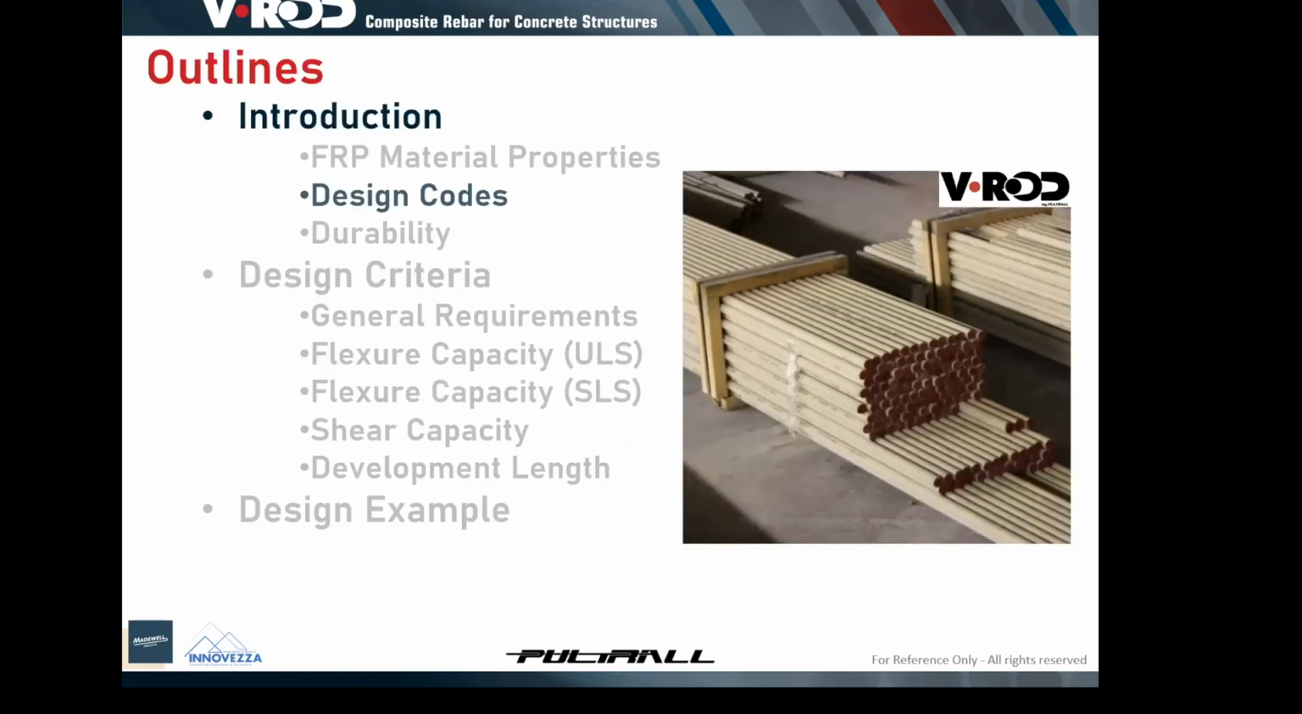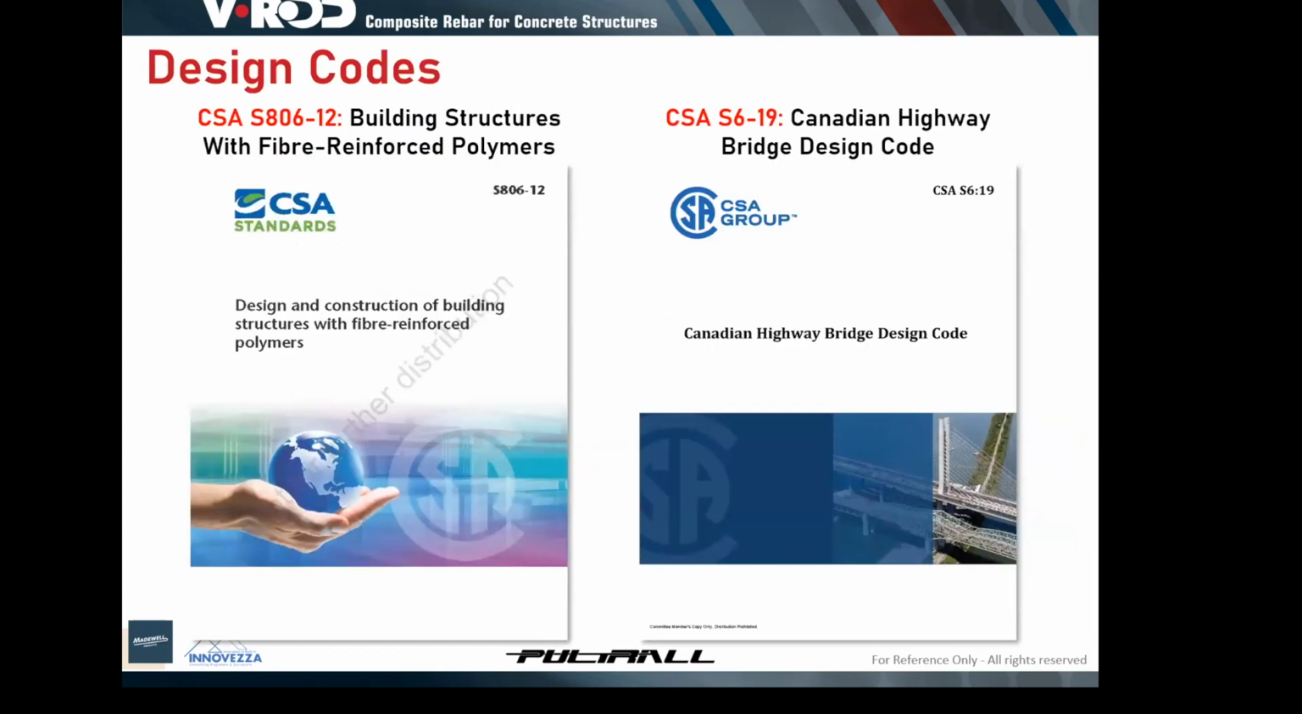Let's talk about the design codes. Here in Canada, we have two design codes. We have the CSA, the Canadian Standards Association, CSA S806, which is for building structures with fiber reinforced polymers. And this is mainly for buildings, from its name, of course. And we also have the S6, which is the Canadian Highway Bridge Design Code.